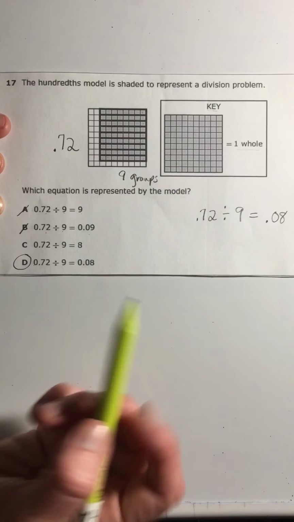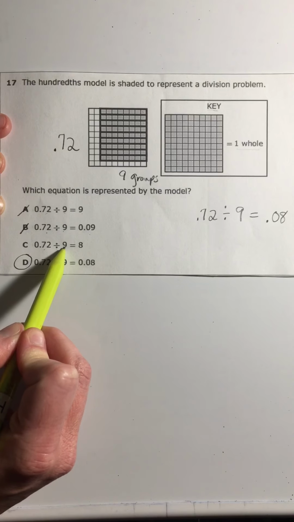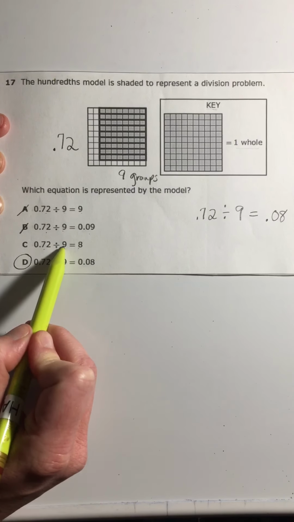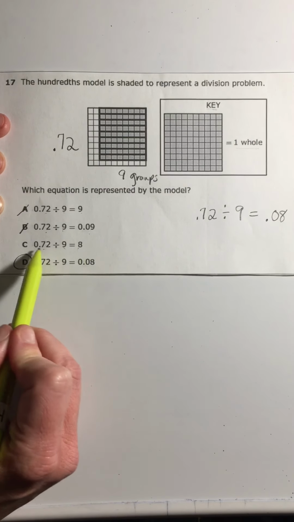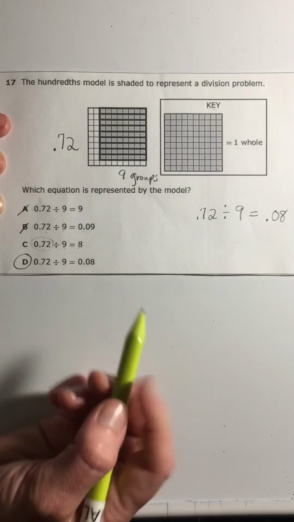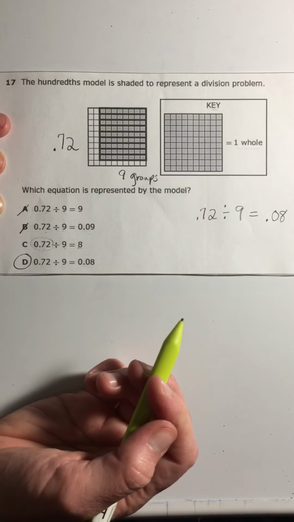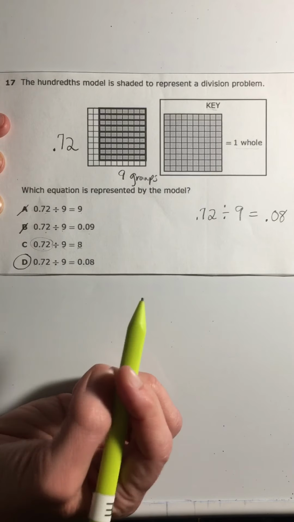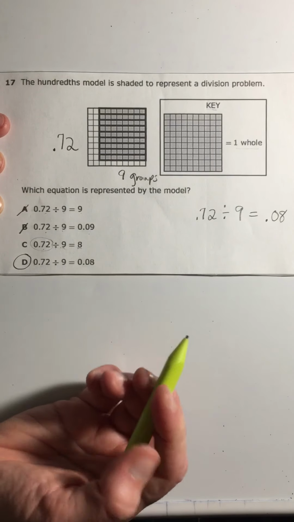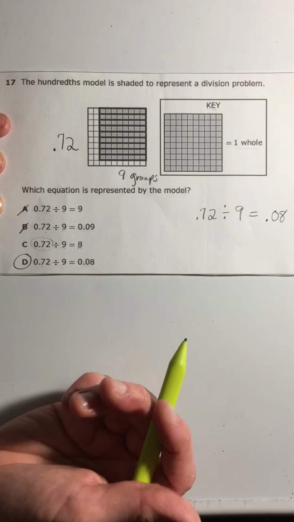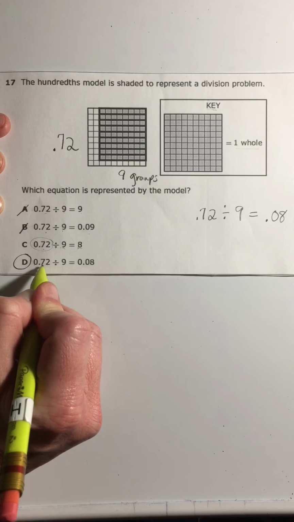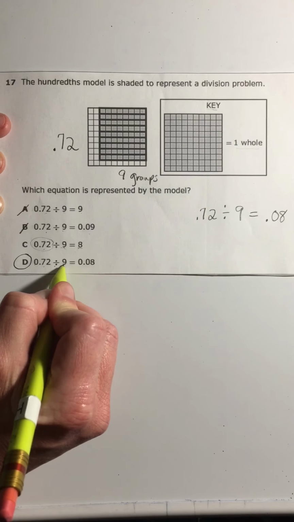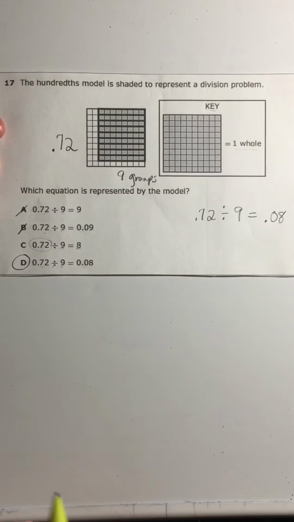If we look at 72 hundredths divided by 9 with a whole number answer, we're not making 8 groups, we're making 9 groups. If we start with a decimal number, we can't end with a whole number. We can't end with more than what we have if we're dividing by a whole number. If we were dividing by a decimal number, then we could end up with a whole number. So 72 hundredths put into 9 groups gives us 8 hundredths, and that gives us D as the answer.